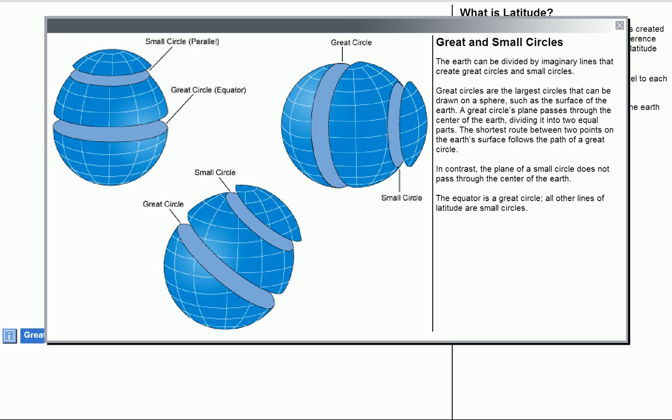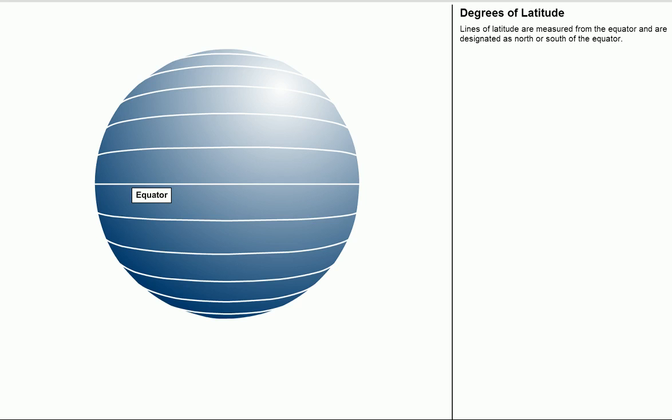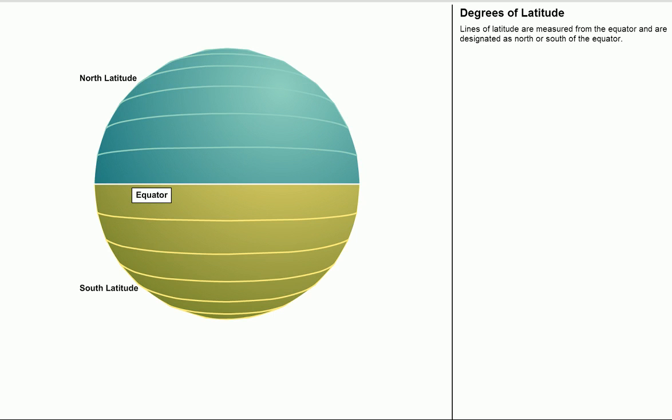The shortest route between 2 points on the Earth's surface follows the path of a great circle. In contrast, the plane of a small circle does not pass through the center of the Earth. The equator is a great circle. All other lines of latitude are small circles. Lines of latitude are measured from the equator. They are therefore designated as north or south of the equator.